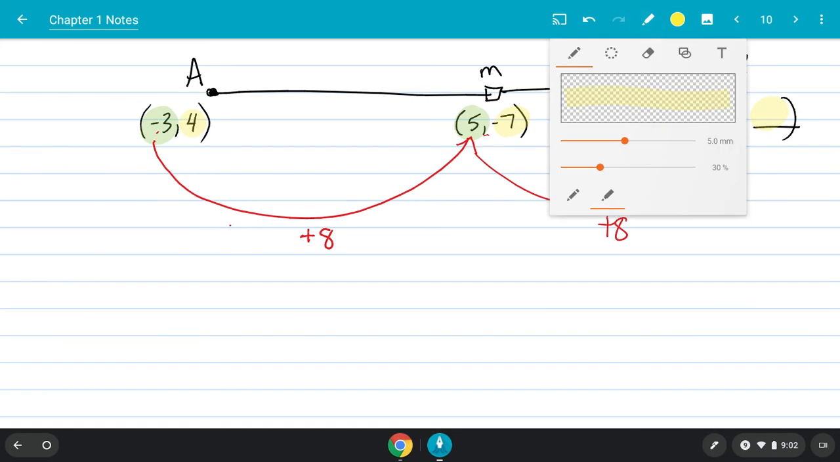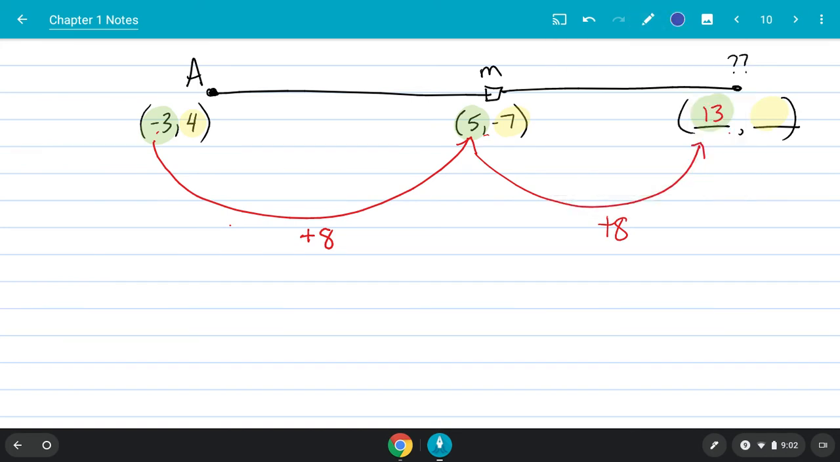What happened? These numbers are pretty big, so it's kind of gross, but from 4 to -7, if you think of the temperature in the winter, if it's 4 degrees on one day and then the next day it's -7, the temperature went down. From 4 to 0 is how much? That's 4. And then from 0 to -7 is how much? That's 7.